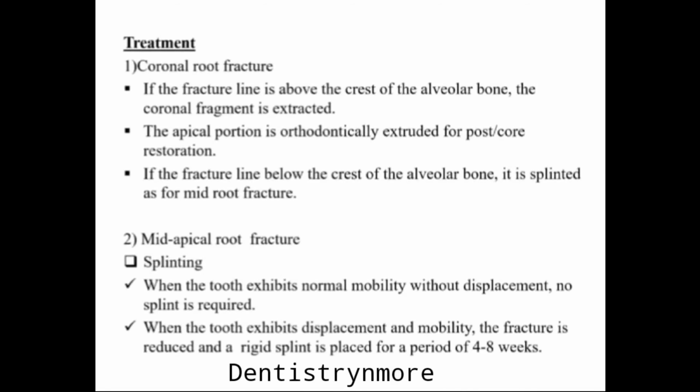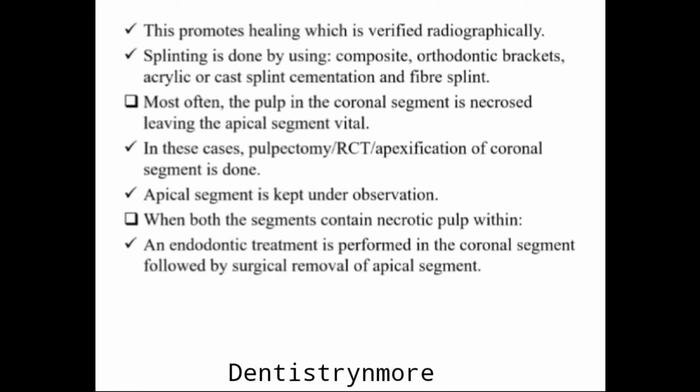In case of mid-apical root fracture, the first consideration is splinting. If the tooth exhibits normal mobility without displacement, no splint is required. When the tooth exhibits displacement and mobility, the fracture is reduced and a rigid splint is placed for a period of 4 to 8 weeks. This will promote healing, which is verified radiographically, and splinting can be done using composite, orthodontic brackets, acrylic or cast splint, cementation and fiber splint.